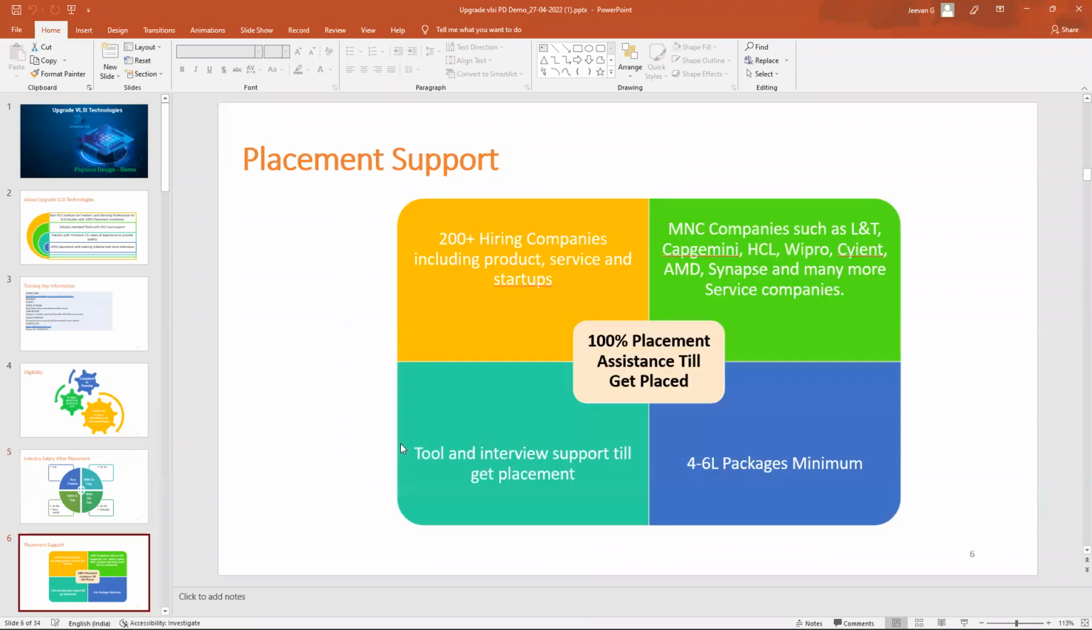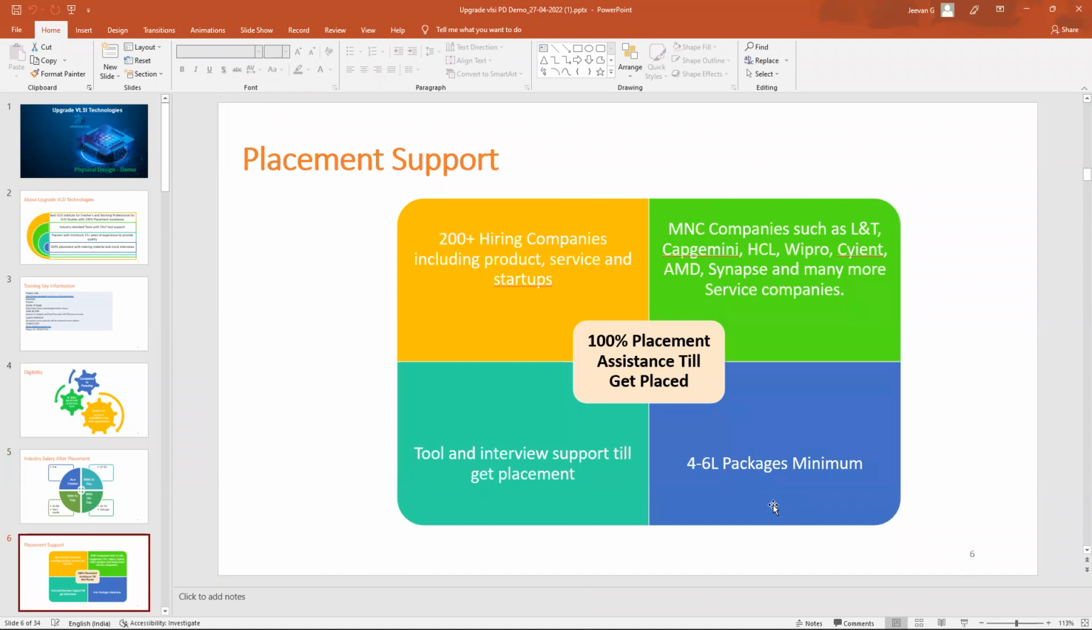Okay. So placement support, as I said, we are going to give you placement assistance till you get placed in any one of the companies. You're going to get 4 to 6 lakhs of package, and this is not a fixed number. Your numbers may vary, and you may get better numbers also. Okay.